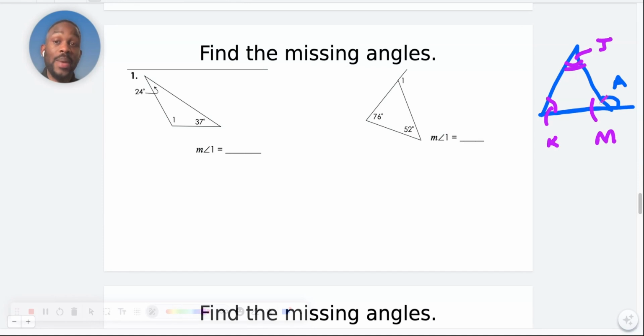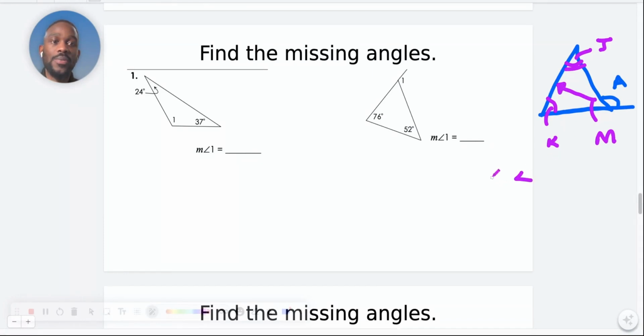So A and M are adjacent. They're next to one another, right? So we call them adjacent. So when I say non-adjacent, it means angles that are not next to it. So meaning this exterior angle A will be equal to the sum of two non-adjacent interior angles.